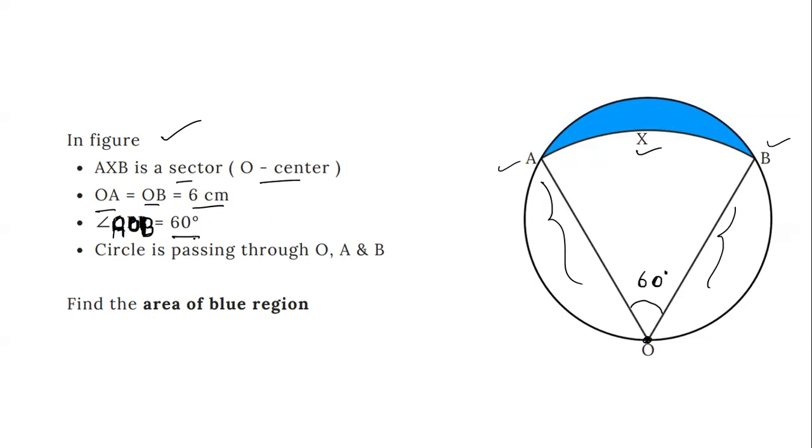The angle AOB is 60 degree. So this angle is given as 60 degree. And a circle is passing through the points O, A and B. Then we have to find the area of this blue region. So let's see how we can solve this.